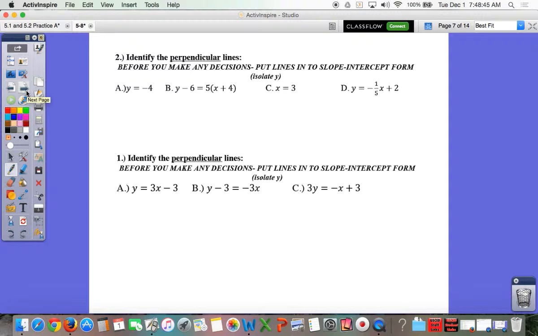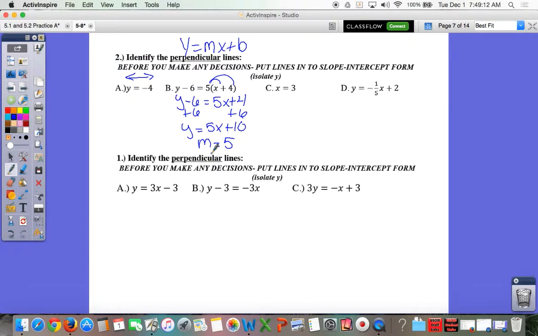Let's go to these ones. Now we have to identify perpendicular lines. Remember, you have to write it as y equals mx plus b. So let's analyze this. y equals -4. Remember, that's a horizontal line. B, I need to distribute my 5 to get y minus 6 equals 5x plus 4. So add your 6, add your 6. You get y equals 5x plus 10. So here m equals 5. C, this is a vertical line. And D, we know that m equals -1/5.